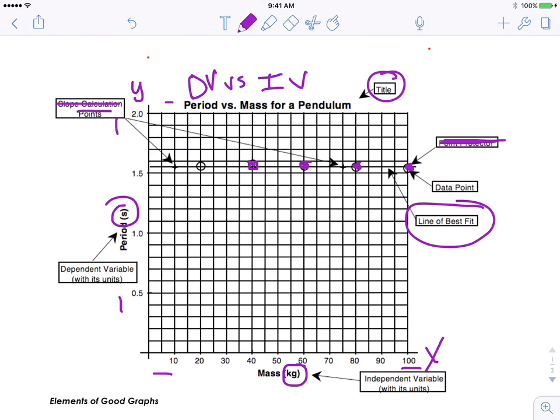All right, that's going to be it for the elements of a good graph, just all the parts of the graph. The next video is going to talk about slope, y-intercept, and mathematical model.